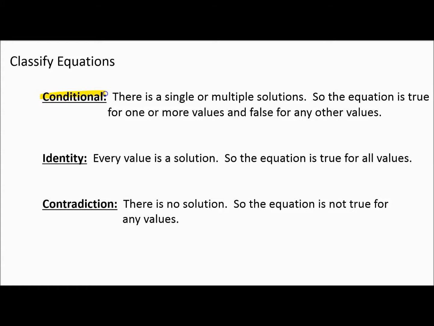This is what we've been doing all along. So when it comes down to conditional, if you get an answer like x is equal to -5, then that's what we call a conditional equation. So the equation is true as long as x is equal to the solution, the value you found. On the other hand, an identity, we have yet to run into one of those, and we will in this video. Every value is a solution. So every real number is a solution. It says so the equation is true for all values.